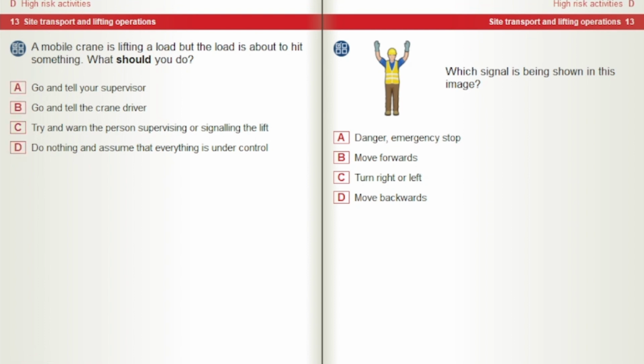Which signal is being shown in this image? Danger, emergency stop. Move forwards. Turn right or left. Move backwards.